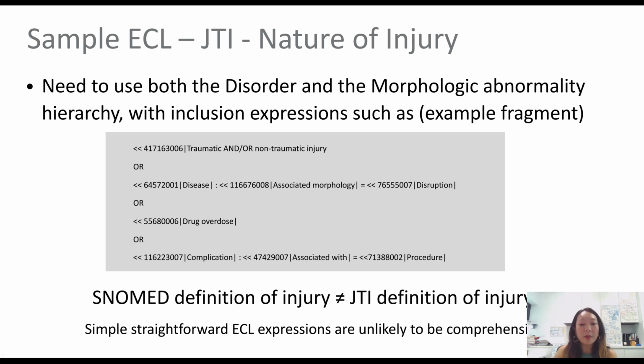So what we found was that we needed to use both the disorder and the morphologic abnormality hierarchy, and we ended up with a different inclusion expression, and this is a fragment of it here. You can see here it's descendants or self of traumatic and or non-traumatic injury, as well as any disease that has an associated morphology of disruption, any drug overdose, and any complication associated with a procedure.